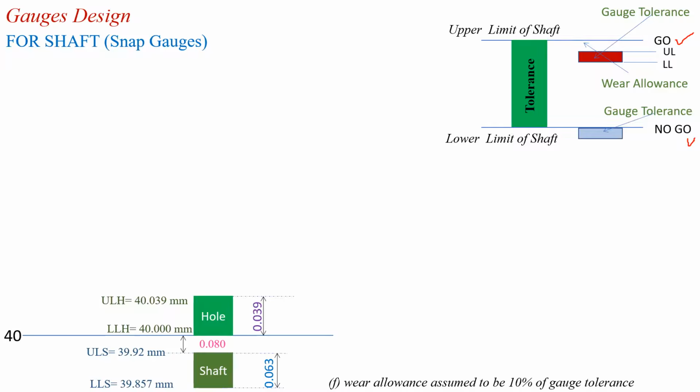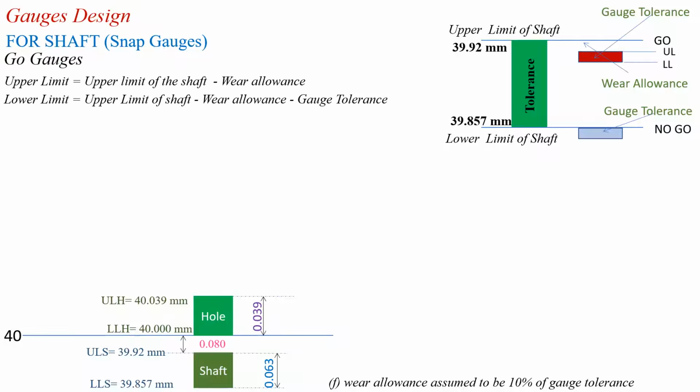Here, this is the go snap gauge, with its upper limit and lower limit. And here also, this is the upper limit of the no-go snap gauge and this is the lower limit of the no-go snap gauge. The lower limit of the shaft is 39.857 mm and the upper limit of the shaft is 39.92 mm. Then we can find the relationship between the limits of the shaft and the limits of the go and no-go snap gauges.